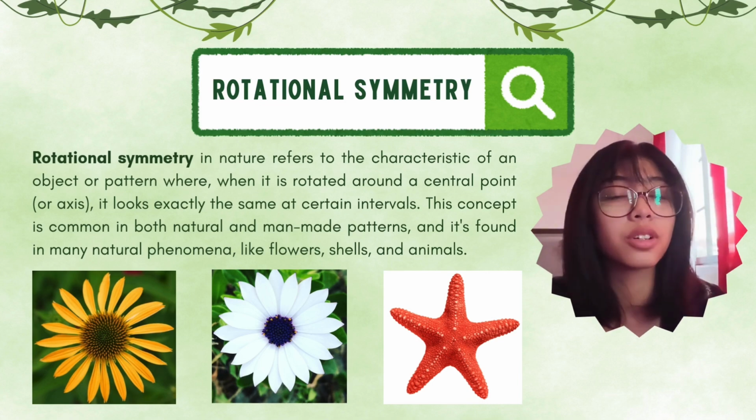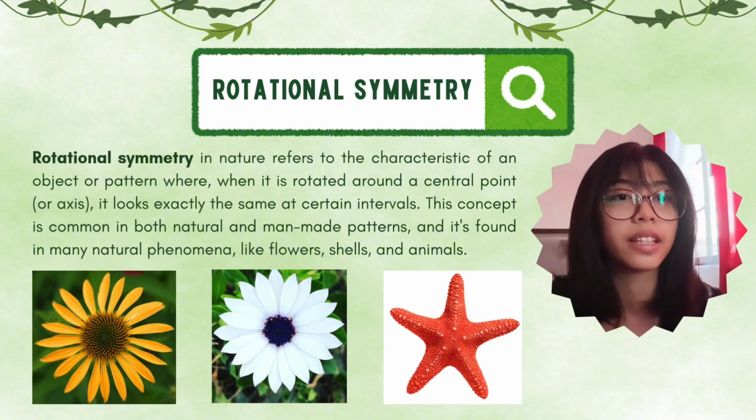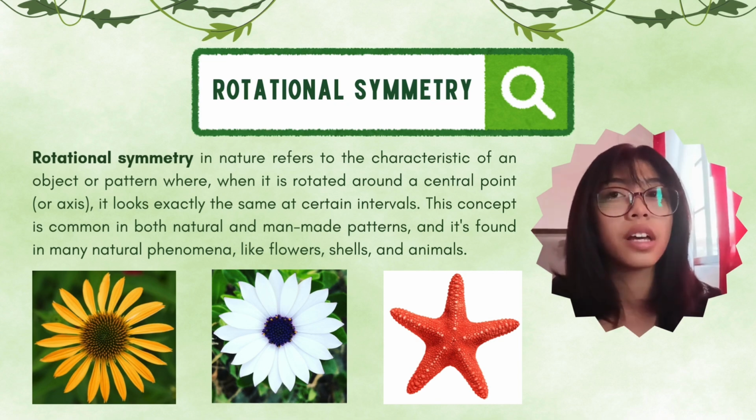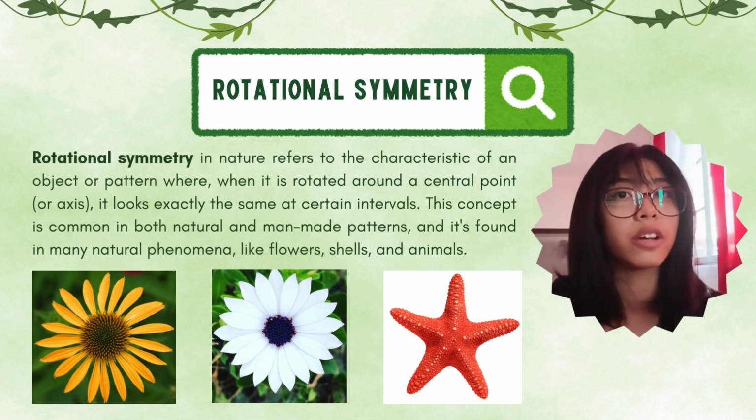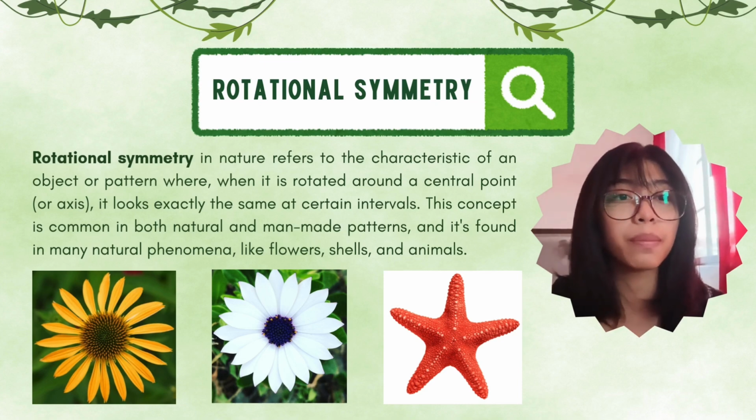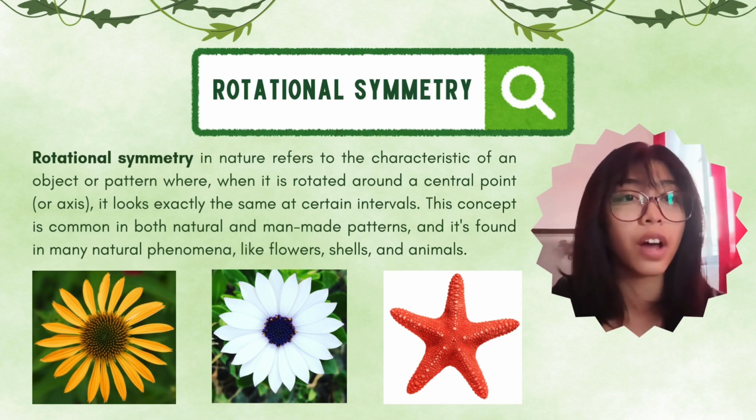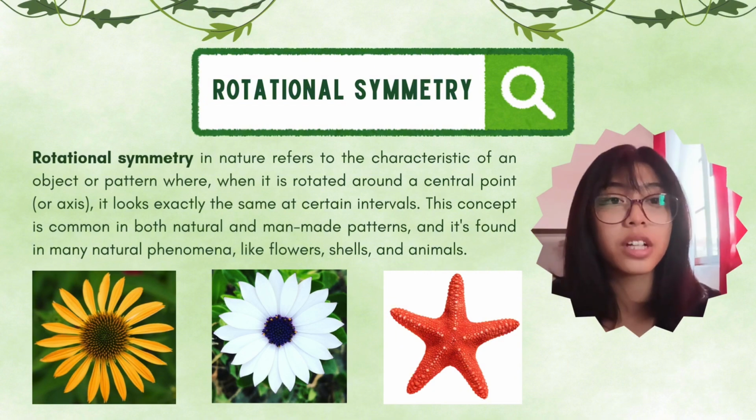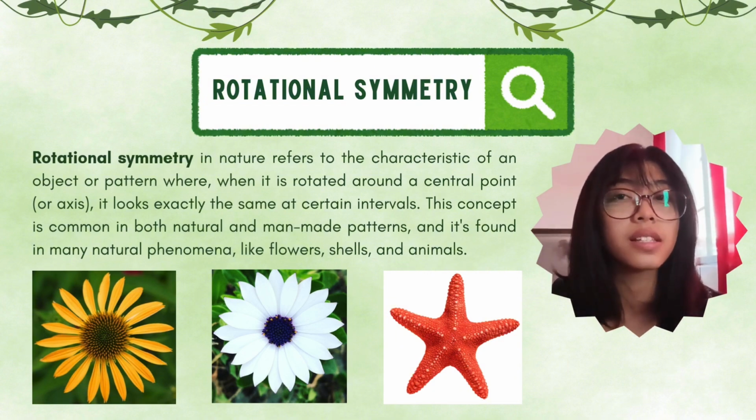So first is rotational symmetry. This type of symmetry occurs when an object looks the same after being rotated around a central point by a certain angle. The object maintains its shape and structure after each rotation, and this kind of symmetry is also called radial symmetry when it applies to circular patterns. For example, flowers like daisies and sunflowers often exhibit rotational symmetry, where their petals are evenly placed around the center.